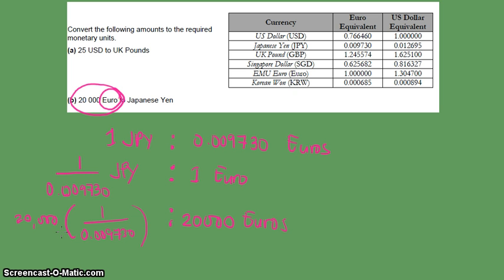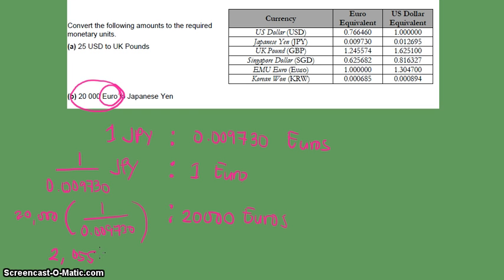So that is simply 20,000 times 1 divided by 0.009730, and that will give me 2,055,498.46. So that's the equivalent value for 20,000 euros.